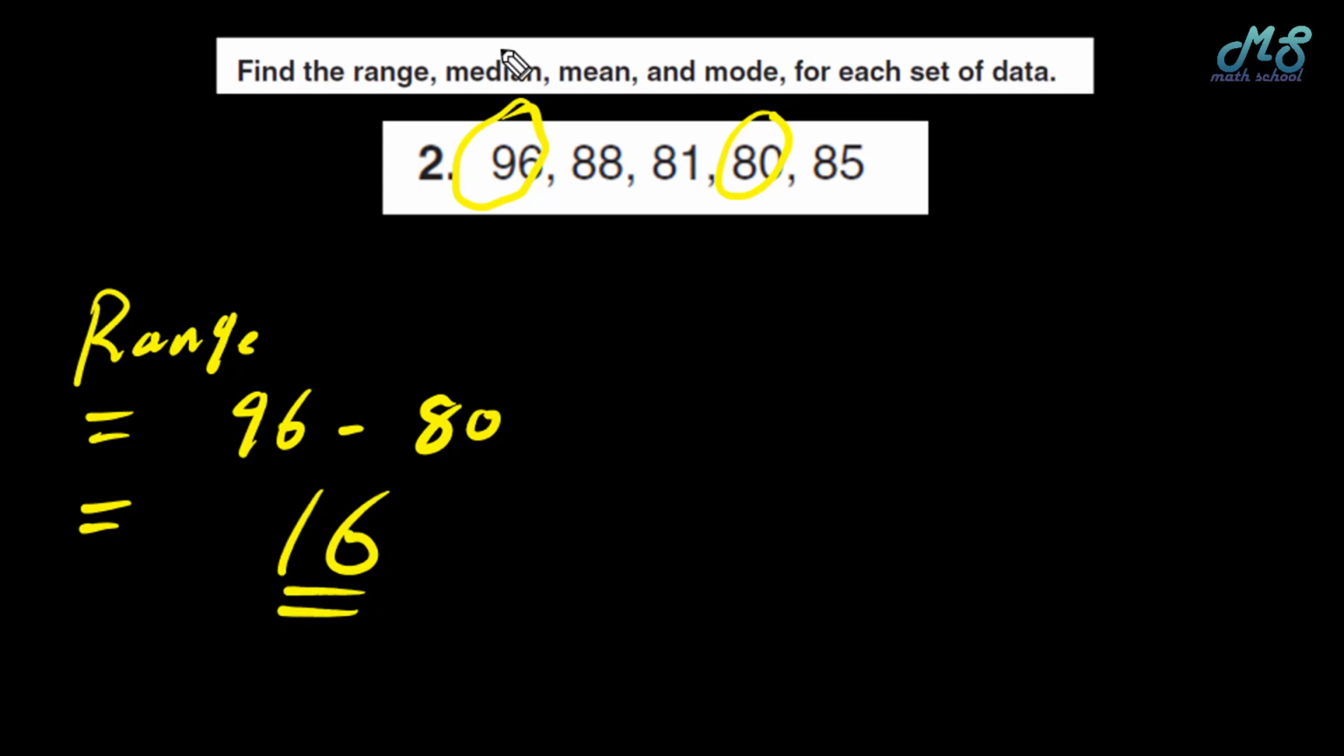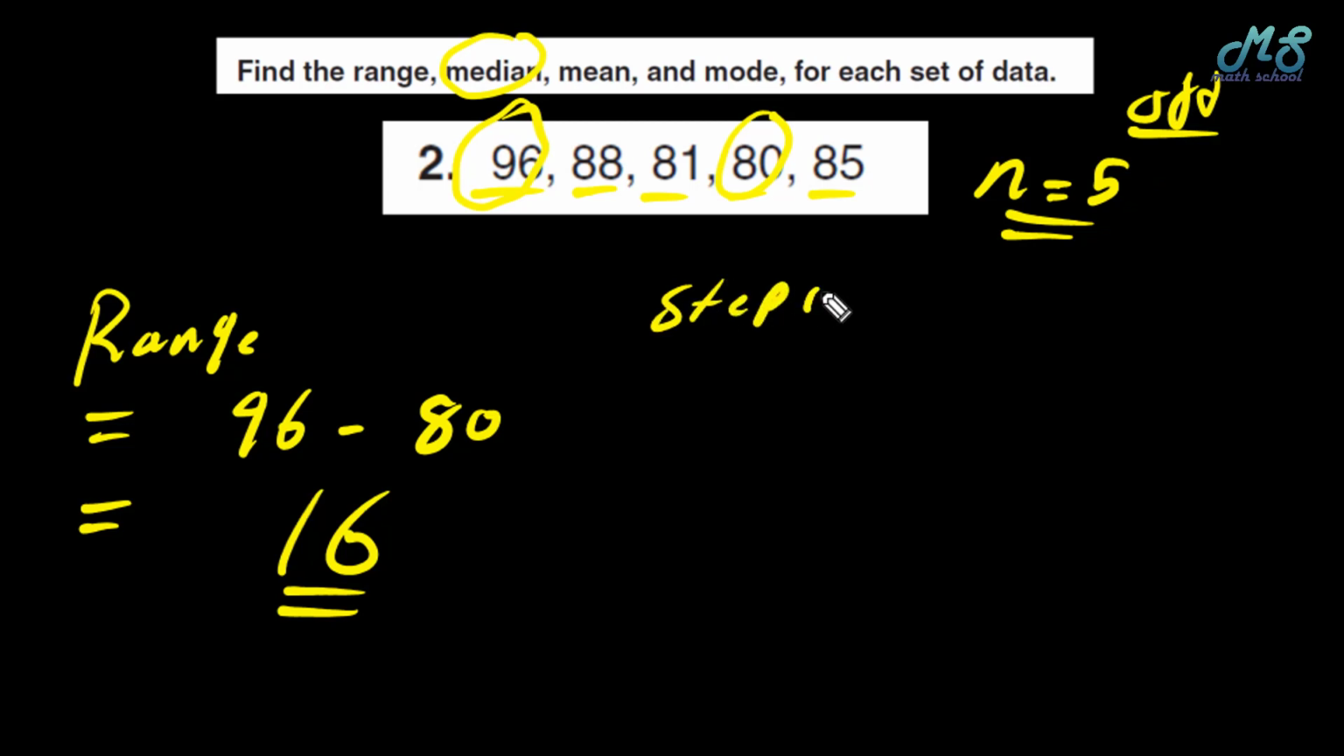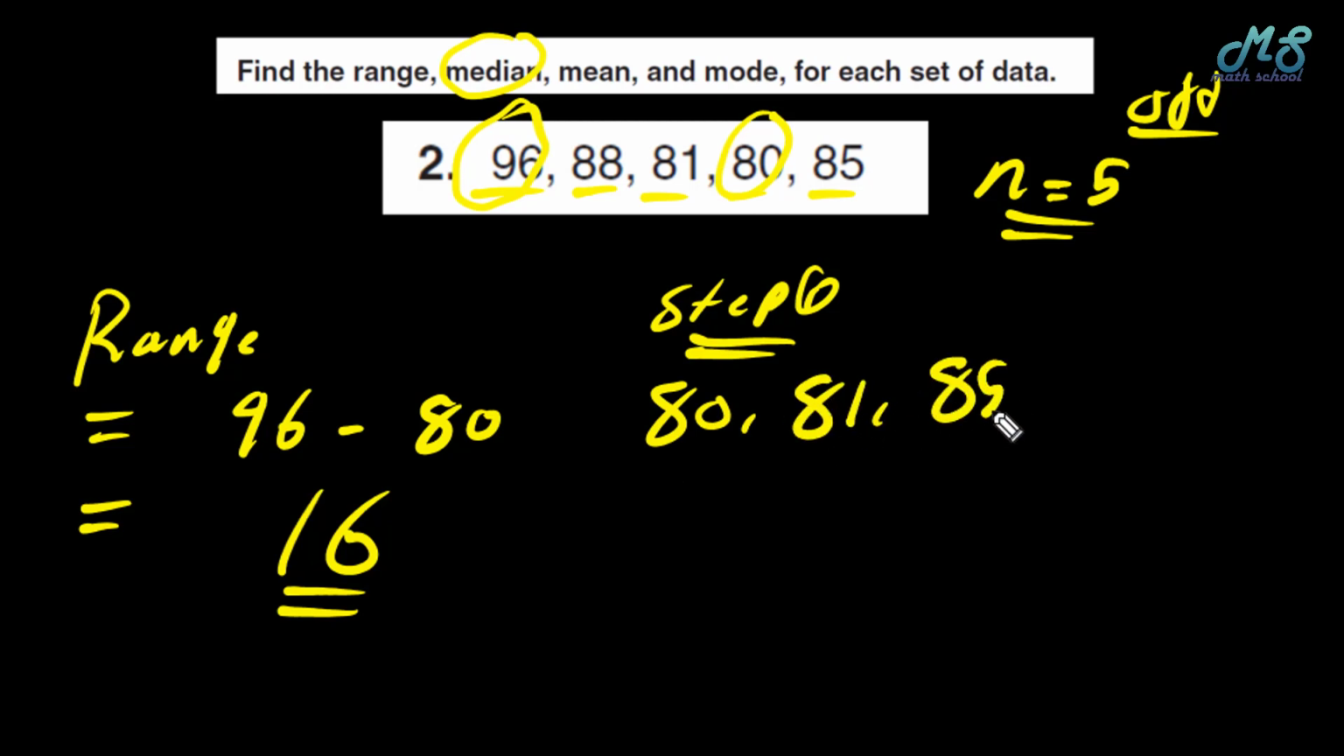How can we find the value of the median? It's easy. Why easy, guys? Because if you count the number of values, 1, 2, 3, 4, 5, so n equals 5. 5 is an odd number. Step 1, we will order all the values from least to greatest. The least one is 80, followed by 81, followed by 85, followed by 88. Next, the greatest one is 96.